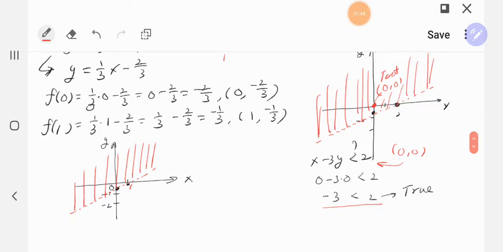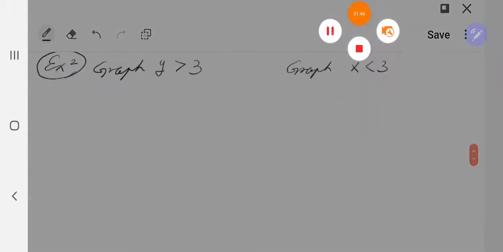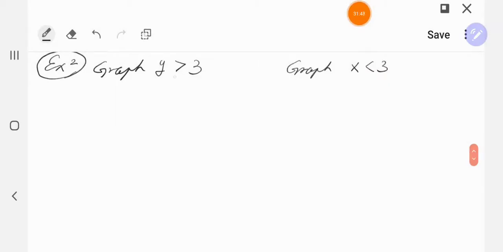Okay, let's try one more example. Example 2, graph y is greater than 3. This one is what? Y is equal to 3, right? Y equals 3. This is a horizontal line, isn't it?